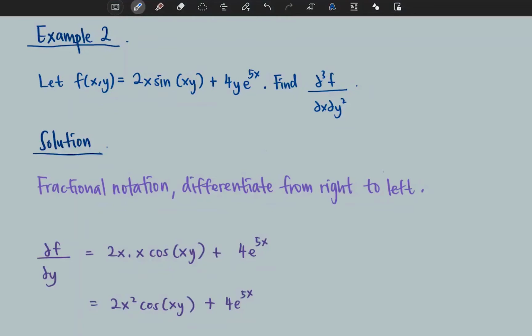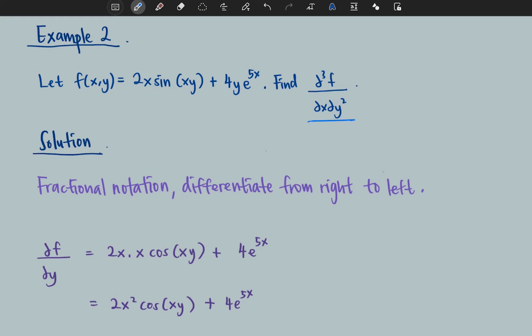Okay, for partial derivative. Okay, higher partial derivative. So let f(x, y) equal to 2x sin xy plus 4y exponent 5x, and we need to find del cube f over del x del y squared.